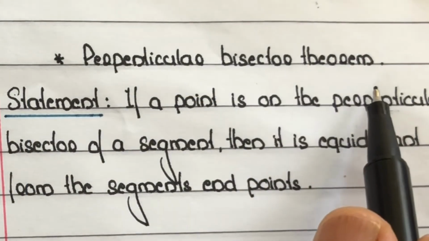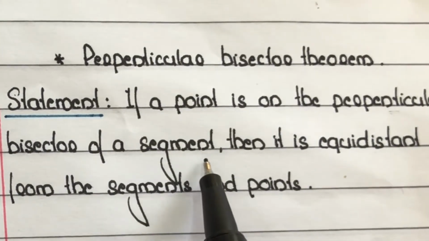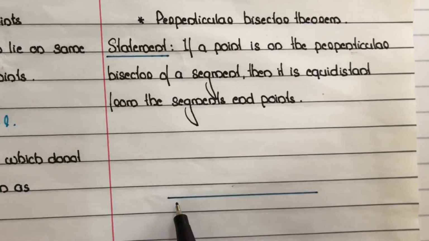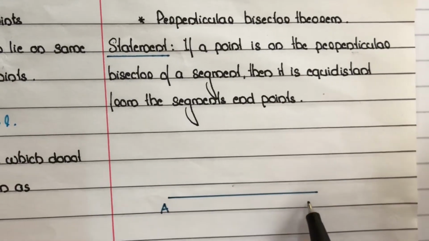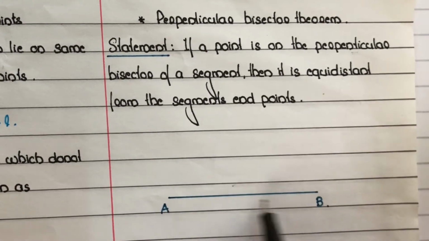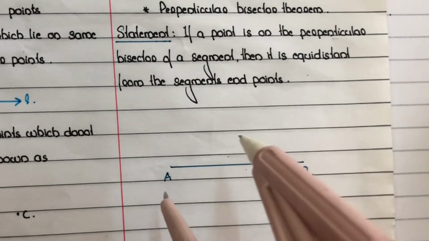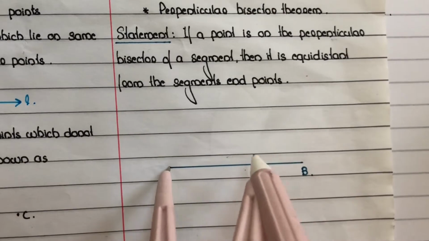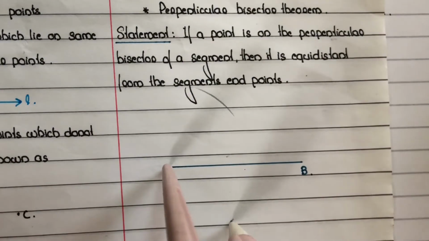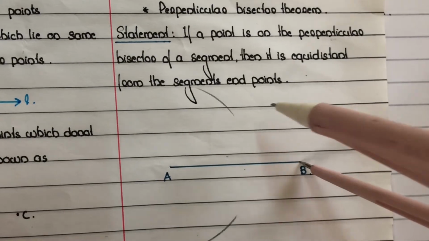Perpendicular bisector theorem. It states that if a point is on the perpendicular bisector of a segment, then it is equidistant from the segment's endpoints. Consider a line segment AB. Next step, draw a perpendicular bisector to this line segment. Now, how can you draw a perpendicular bisector? Keep your pin point at A and take half more than the segment. Then draw an arc above and below the line segment with the same radius, and keep B as center.